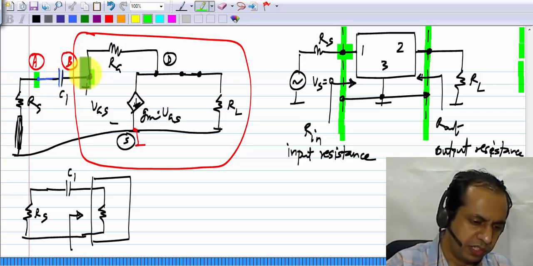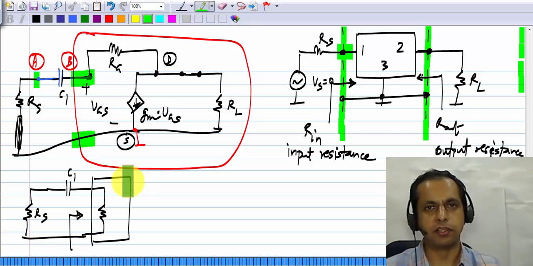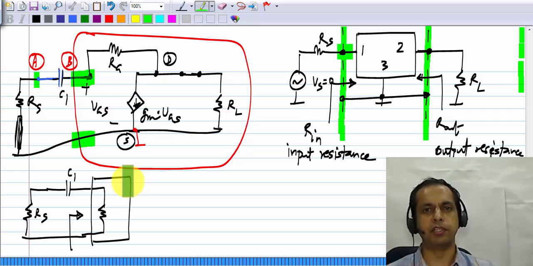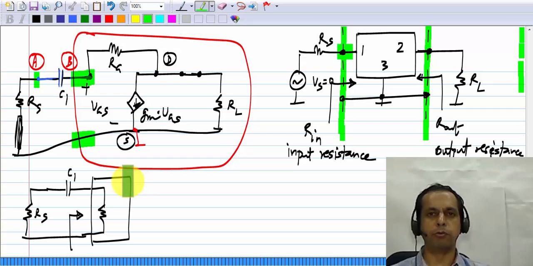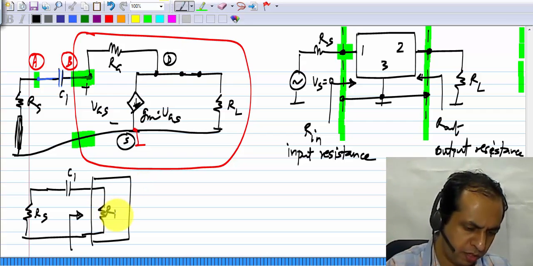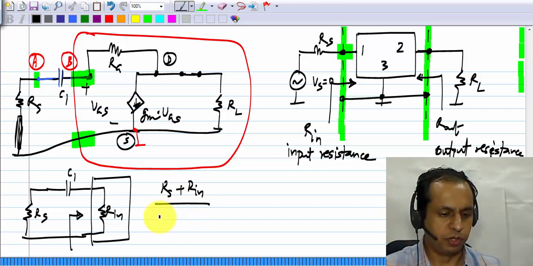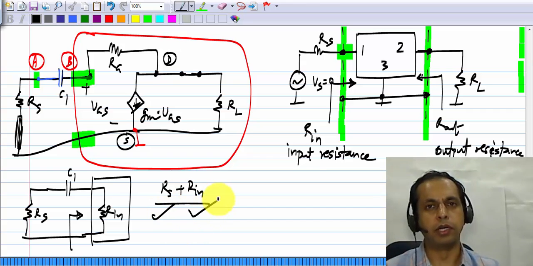So between these two terminals, between this point and that, it's nothing but the input resistance of the circuit. So this also gives us an experience of calculating input and output resistances of amplifiers. And across C1 you clearly see that we have Rs plus Rn. Rs we already know, Rn is what we have to calculate.